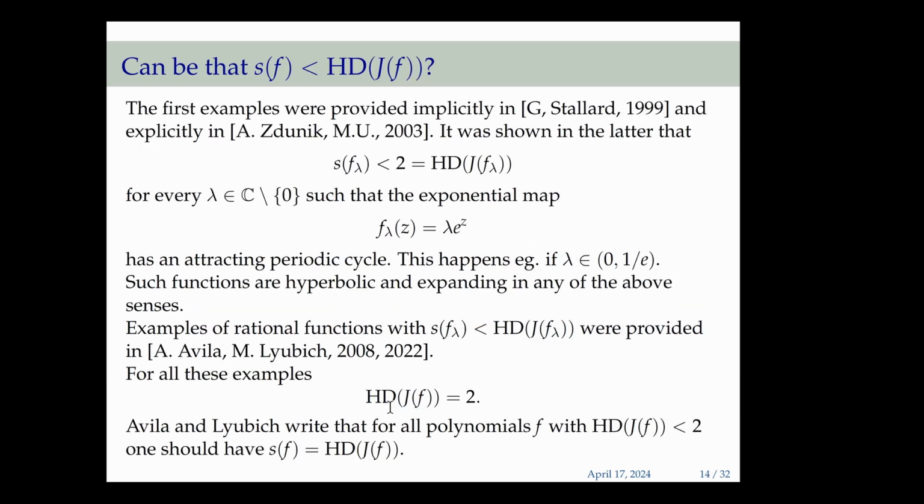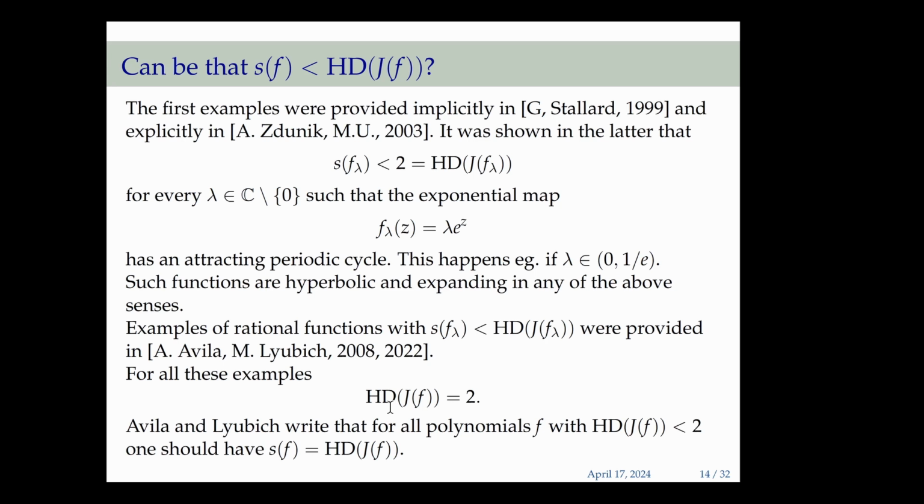And so I think the first examples of the case where these, say, dynamical dimensions, dynamical fractal invariants of the Julia set are smaller than the Hausdorff dimension of the Julia set, were provided somehow implicitly in the Gwyneth Stallard paper of 1999, and explicitly in my paper with Anna Zdunik in 2003. We did it for very simple examples, namely for exponential functions, whenever this function is hyperbolic, so it has an attracting periodic cycle.